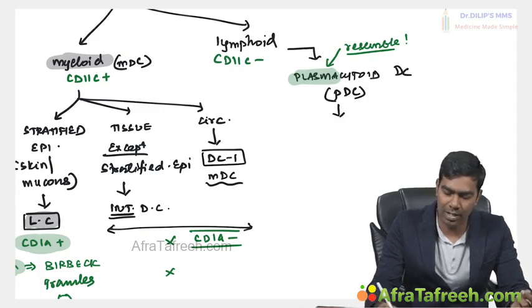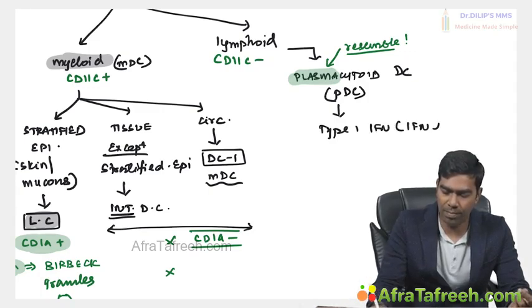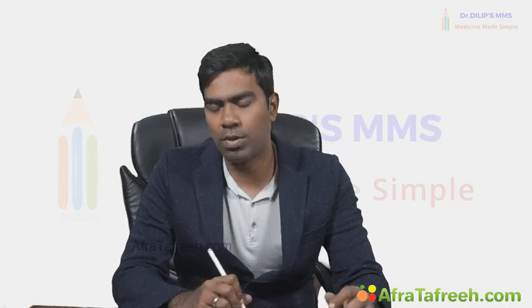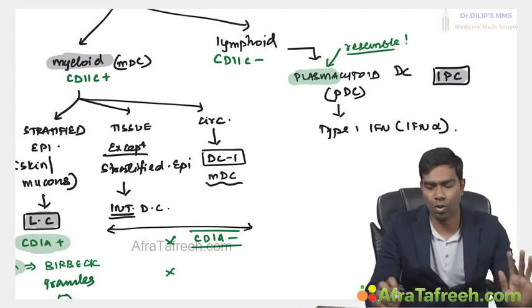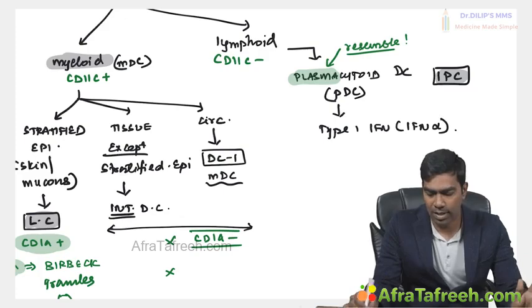If you ask me what the function of plasmacytoid dendritic cells is, they are very important in one function: they secrete a major type 1 interferon, which is also referred to as interferon alpha. They produce a large amount of interferon alpha. That is the reason why these are factories of interferon alpha. That is why previously these plasmacytoid dendritic cells were also called interferon producing cells, or IPCs, in the prior era. But right now we don't use that name; anyway, it's a plasmacytoid dendritic cell.